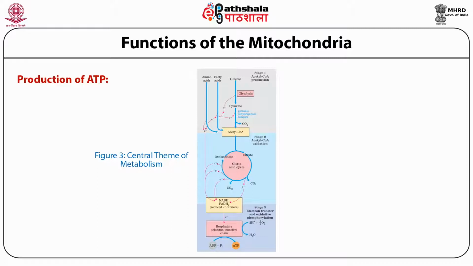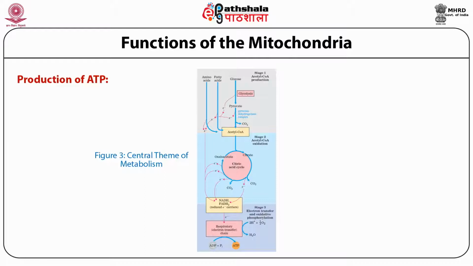All the oxidative steps in the degradation of carbohydrates, fats, and amino acids converge at this final stage of cellular respiration. ATP synthesis is driven by the energy harnessed from the oxidation of various fuel molecules. Figure 3 depicts the various stages of metabolism. Stages 2 and 3 occur in the mitochondria.